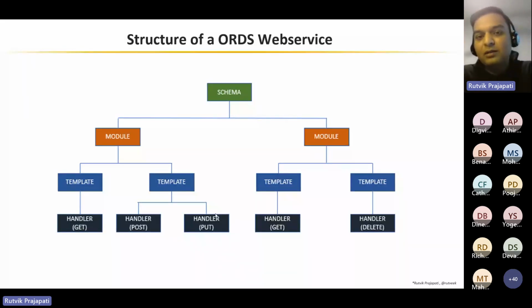Now template is basically mapped with the resource. What is the resource here? We have our tables, we have our procedures and packages. So for that, we need to create the resource, and we need to create our pattern. I will show you later on, so you will get more idea. And inside the template, we need to create the handler. For each template, we can create four handlers: get, post, put, and delete, right?